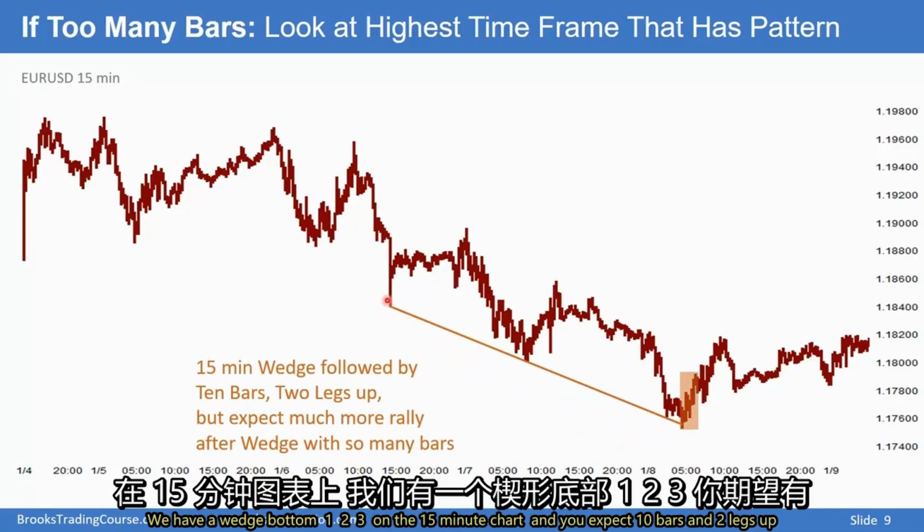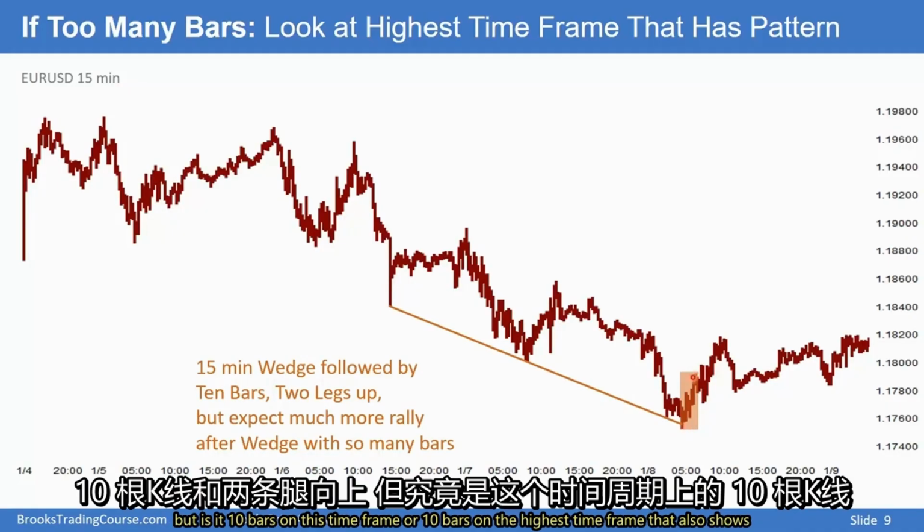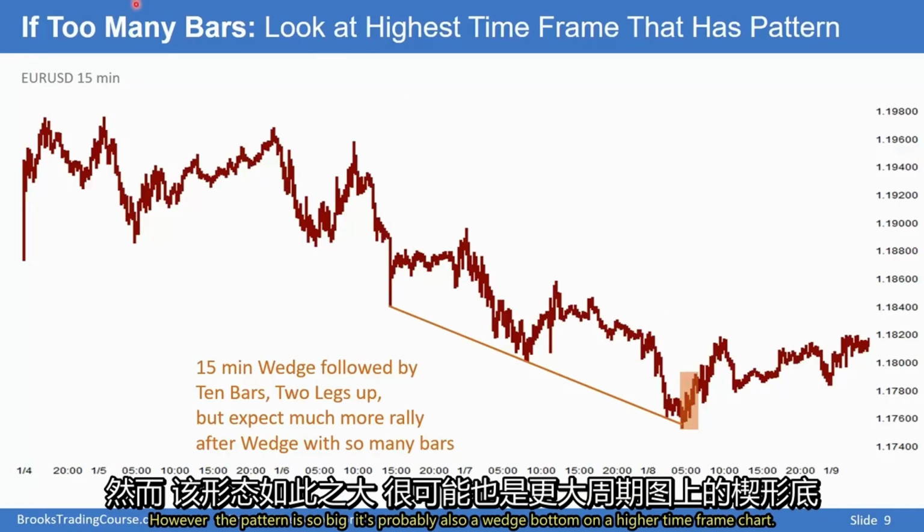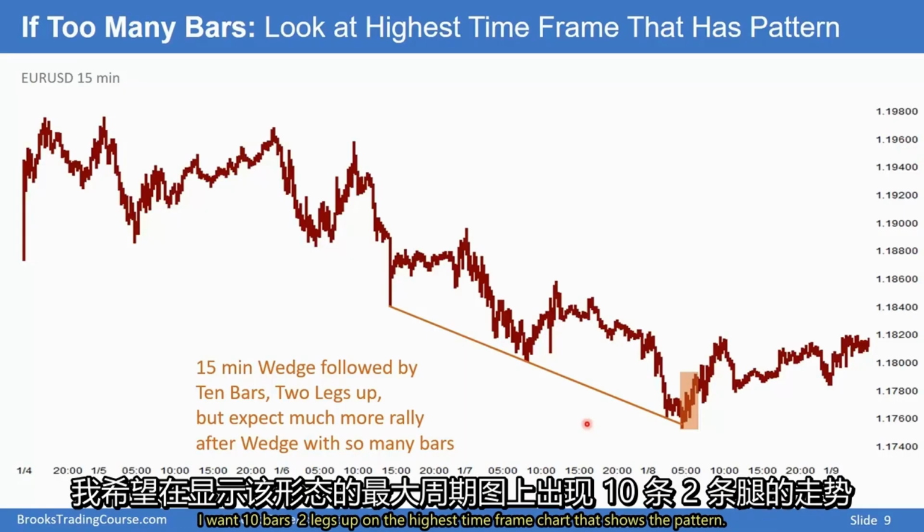We have a wedge bottom, 1, 2, 3 on the 15-minute chart. And you expect 10 bars and 2 legs up. But is it 10 bars on this time frame or 10 bars on the highest time frame that also shows the same pattern? If you're looking for 10 bars and 2 legs, you have it right here. However, the pattern is so big, it's probably also a wedge bottom on a higher time frame chart. I want 10 bars, 2 legs up on the highest time frame chart that shows the pattern.